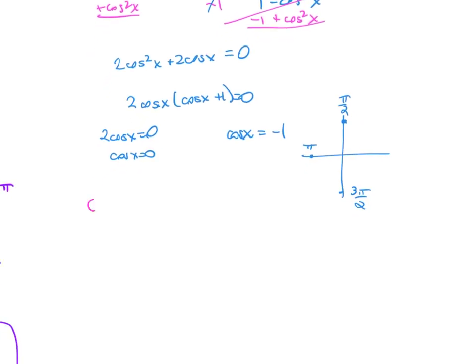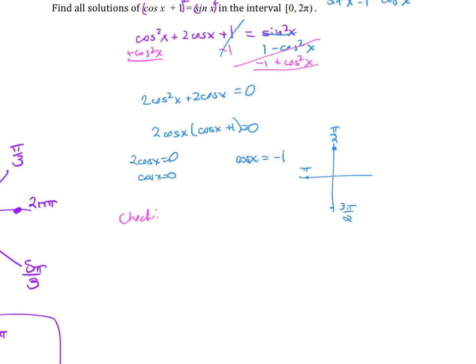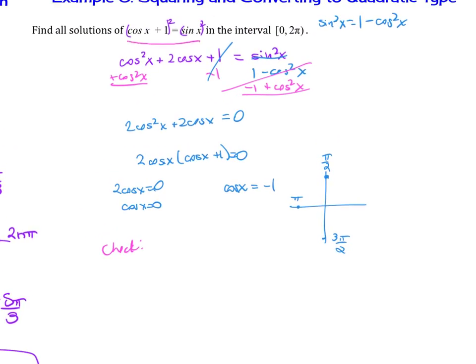We do need to check in the original equation to see if it works. So let's check pi over 2. Cosine of pi over 2 plus 1, does that equal sine of pi over 2? Cosine of pi over 2 is 0, plus 1. Sine of pi over 2 is 1. So 1 equals 1, that is true. So pi over 2 is good.